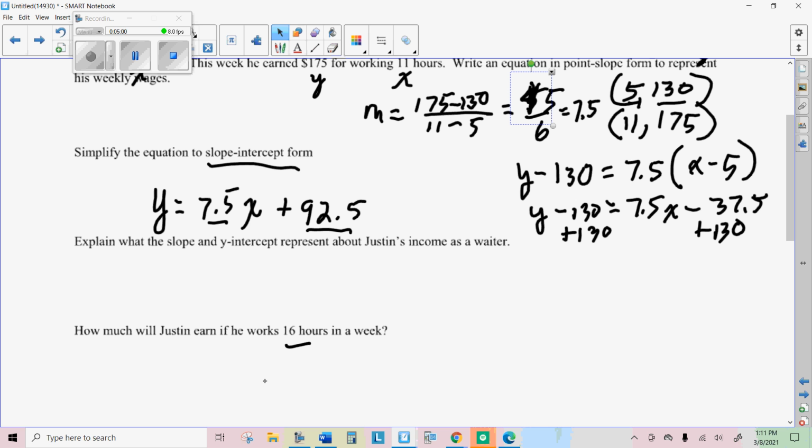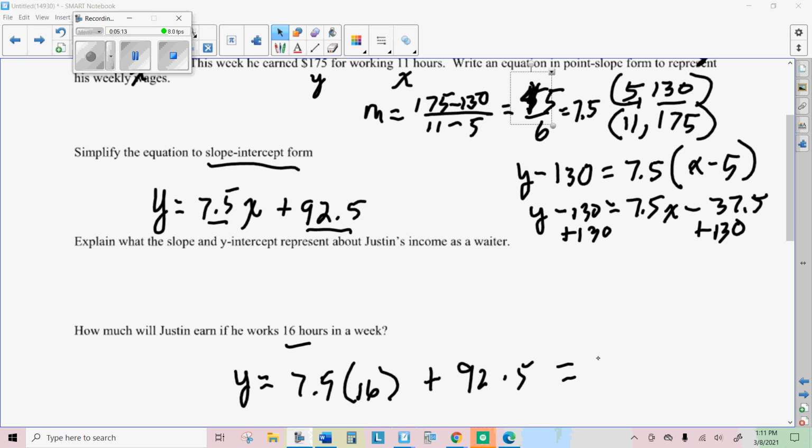So now if we want to figure out how much he gets for 16 hours a week, this slope-intercept form works a lot better for that. We would just take 7.5 times 16 plus 92.5. And that equals 212.50.